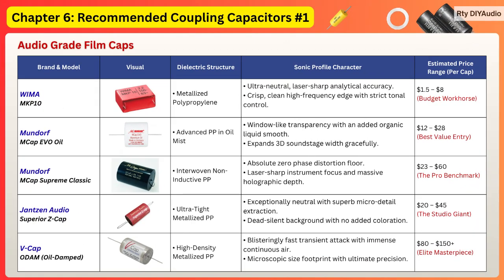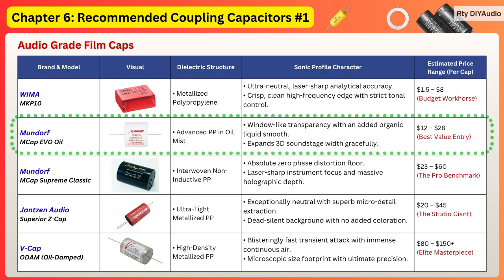Let's advance to Chapter 6, Recommended Coupling Capacitors, Part 1. When selecting a boutique audio-grade film capacitor for your analog signal path, we must focus strictly on the universal coupling range, typically between 0.1 to 10 microfarads, where performance and market value intersect perfectly. Look at our selection matrix. First, the WEMA MKP10. This metallized polypropylene design serves as our absolute budget workhorse, delivering an ultra-neutral, laser-sharp analytical accuracy with a crisp, high-frequency edge at a highly accessible price point.